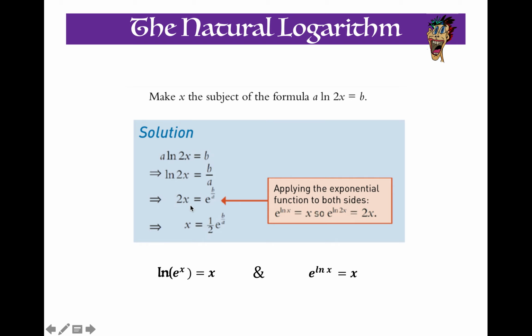In this particular case, I'm making x the subject, so I want to get rid of the ln. So I'm going to do e to the ln x, and that makes that side become 2x. But whatever I do to one side, I must do the same to the other. So therefore, this becomes e to the power of b over a. And now I get rid of the 2 by dividing both sides by 2.